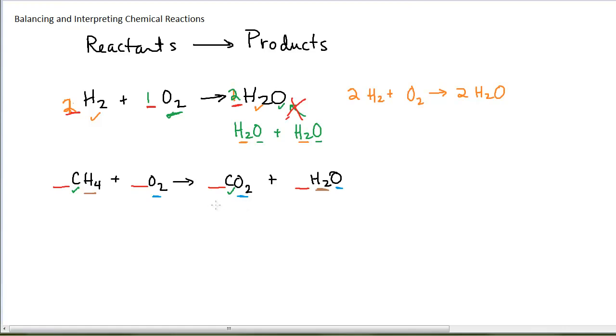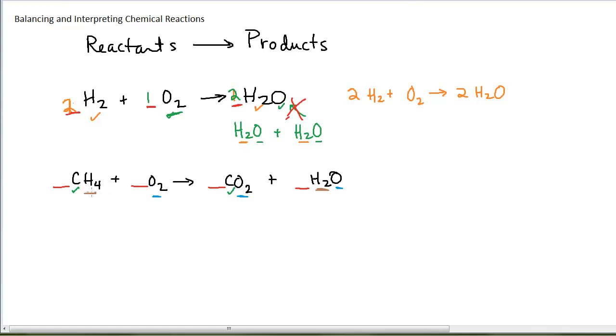Sometimes they don't, but often that's the case, so you always want to save the hard ones for last. If you run into an element that is difficult to balance, you want to skip it and move on to something else and balance something else first. And then go back and forth until you get the entire reaction balanced, like we saw in the first one.